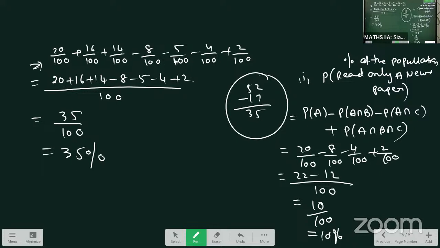Next question. We'll move to the next question. This is also the same type, but a little difference is there.